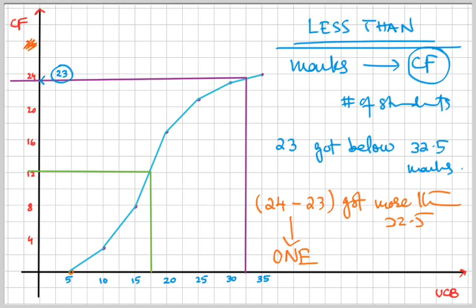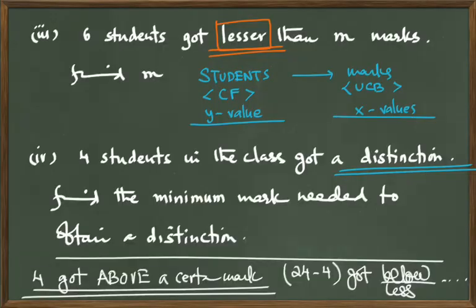So it will always give you values lesser than. So 23 people got lesser than marks. Therefore, 24 minus 23 is 1. 1 person got above that.